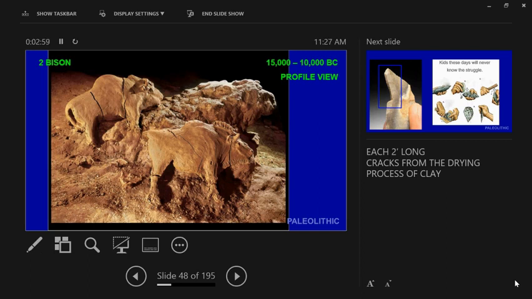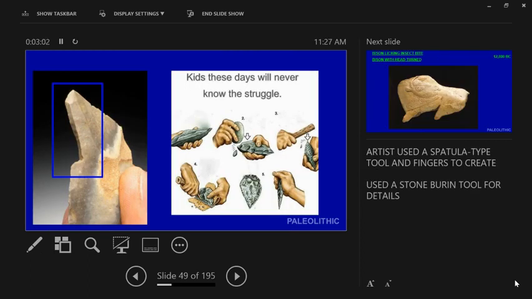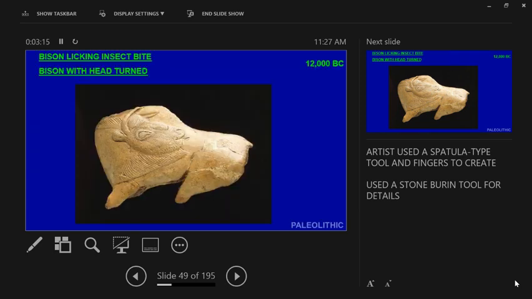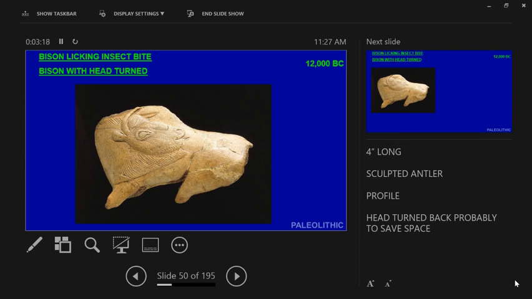And these things were carved using a spatula type tool and their fingers. They used a stone burin tool for the details. This next artwork has two titles. One title is Bison licking an insect bite. Another title is Bison with the head turned.